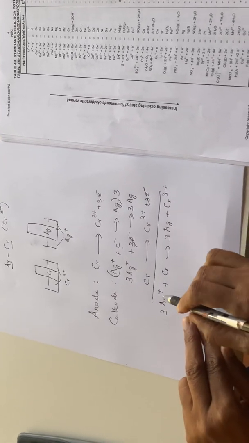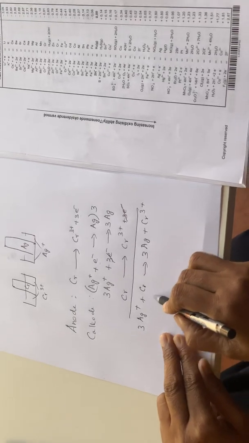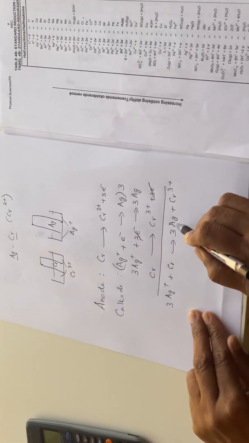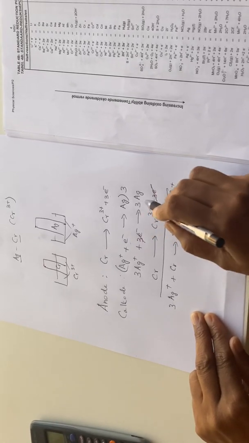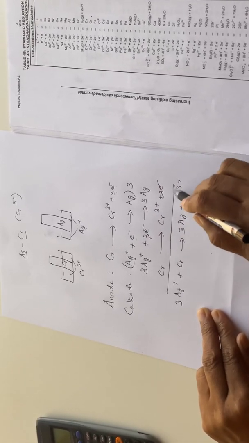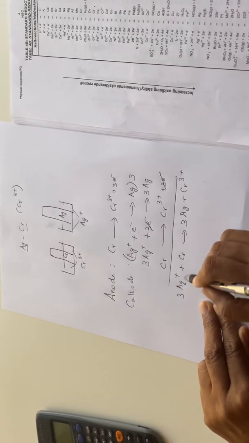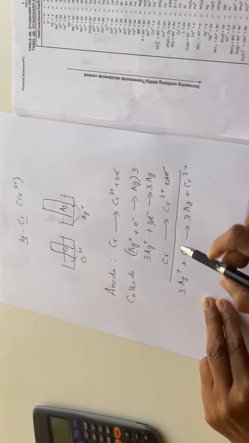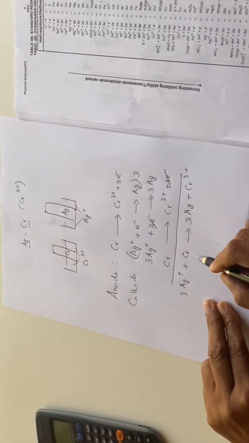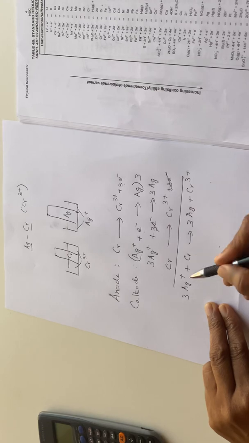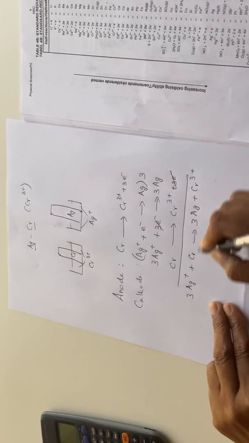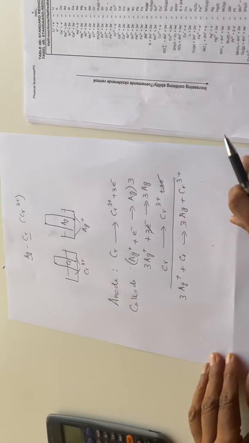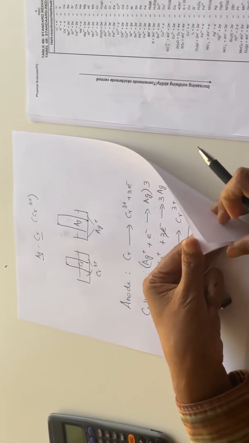As the reaction proceeds, the concentration of Ag+ decreases, the mass of chromium decreases, but the mass of silver increases, and the chromium 3+ ion concentration increases. Ions are in the solution, so they have concentration, and solids have got mass. If the mass decreases, sometimes they use the word eroded, as I showed you in the previous video. And here the mass increases.